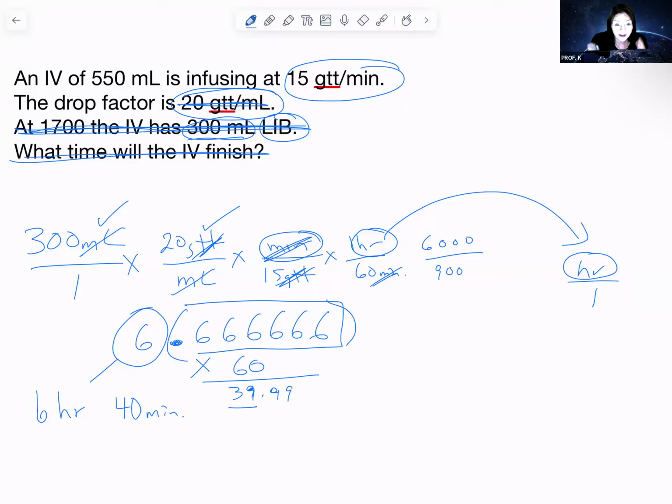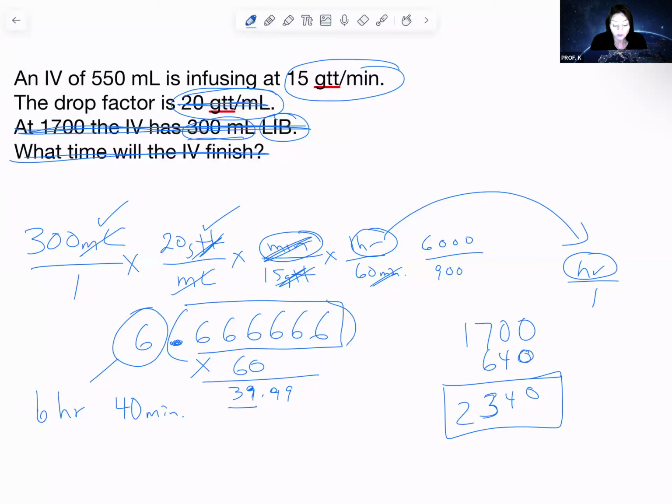But the question said, what time do I need to go back in with a new IV bag? What time? Well, I walked in at 1700, right? And if it's going to take 6 hours and 40 minutes for it to infuse into the patient, I need to go back in at what? 2340 with a brand new IV bag to hang for that patient.